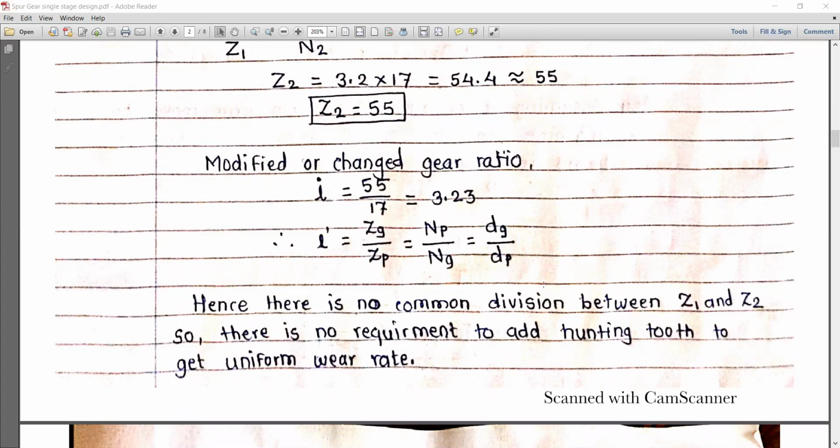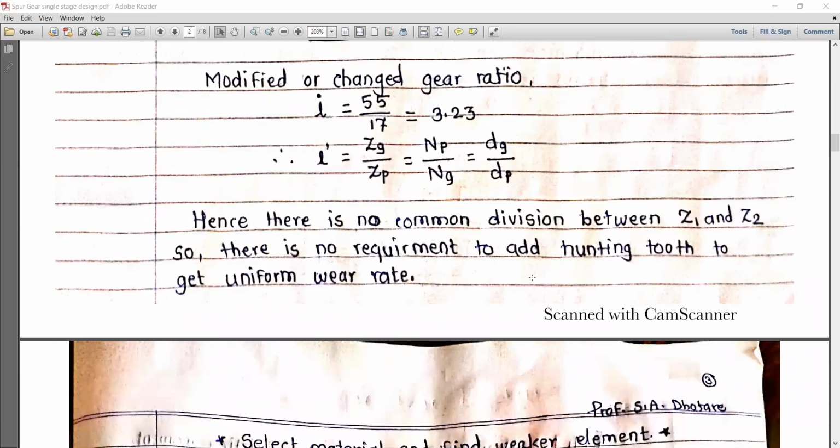Okay, noted that. Hence there is no common division between Z1 and Z2, so there is no requirement to add any hunting tooth to get uniform wear rate. In 55 and 17, there is no common divisible number, so there is no need to add a hunting tooth. If there is a 66 and below there is 33, so 11 is a common divisible number for both. So in that case, we need to add one hunting tooth.